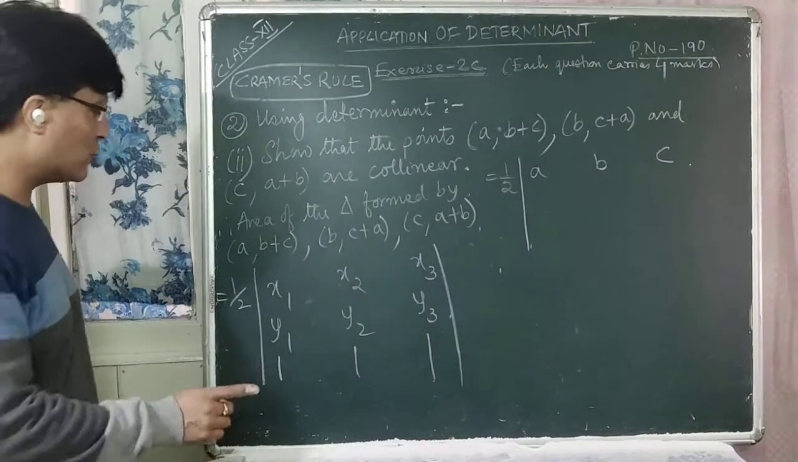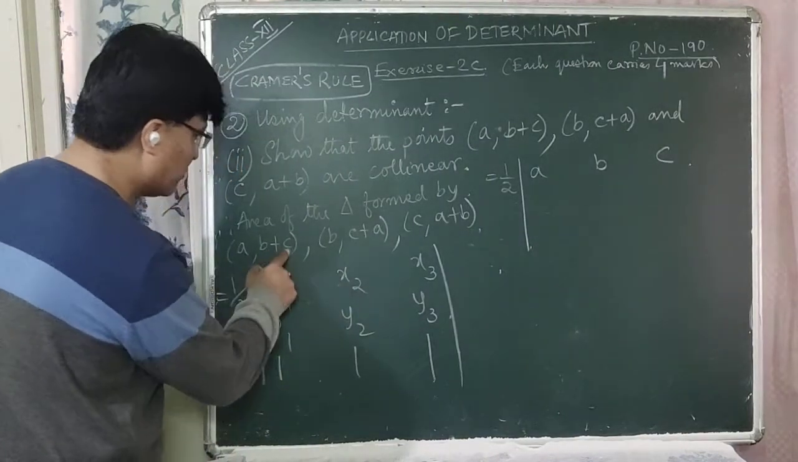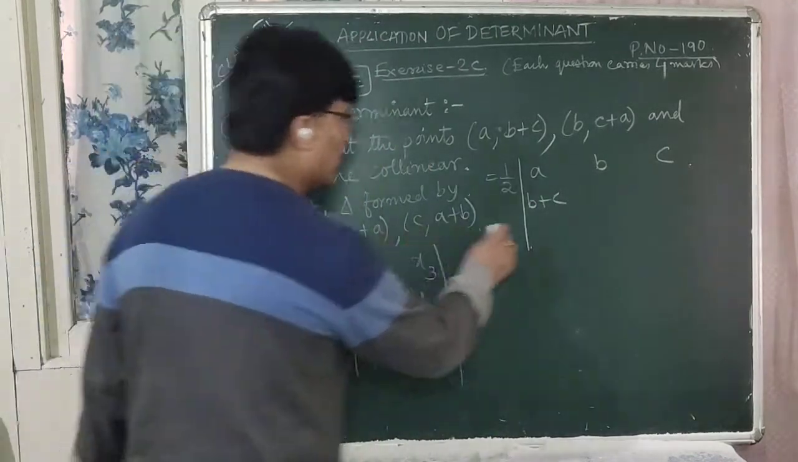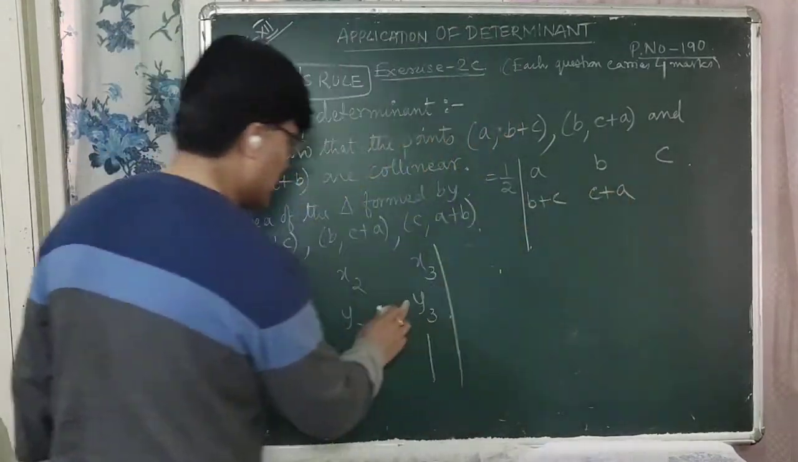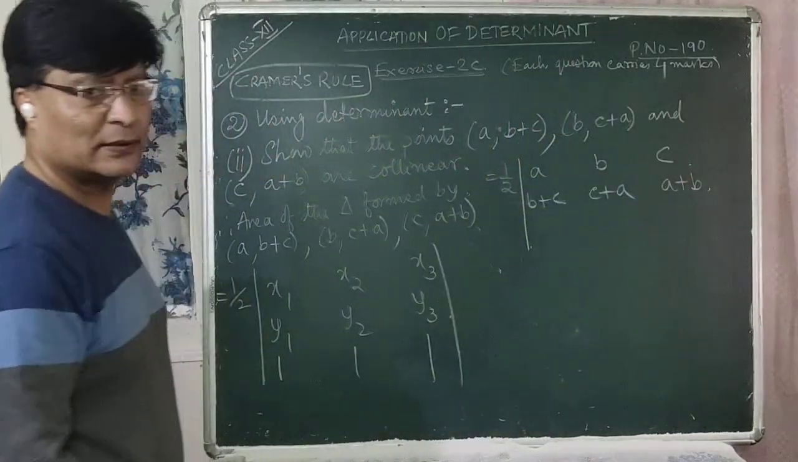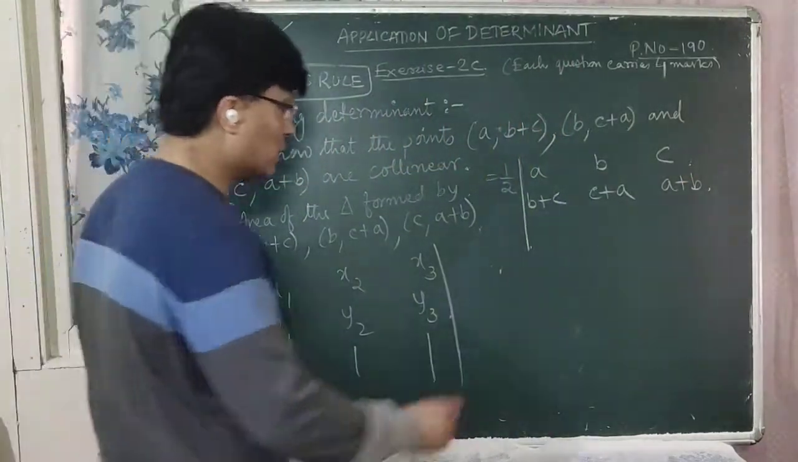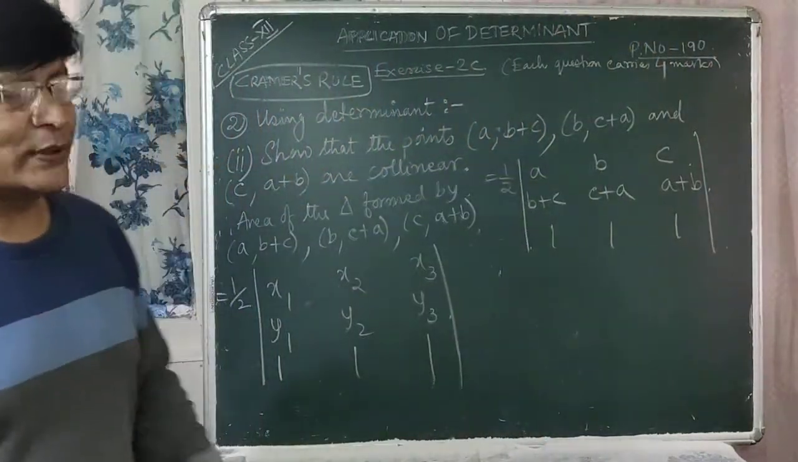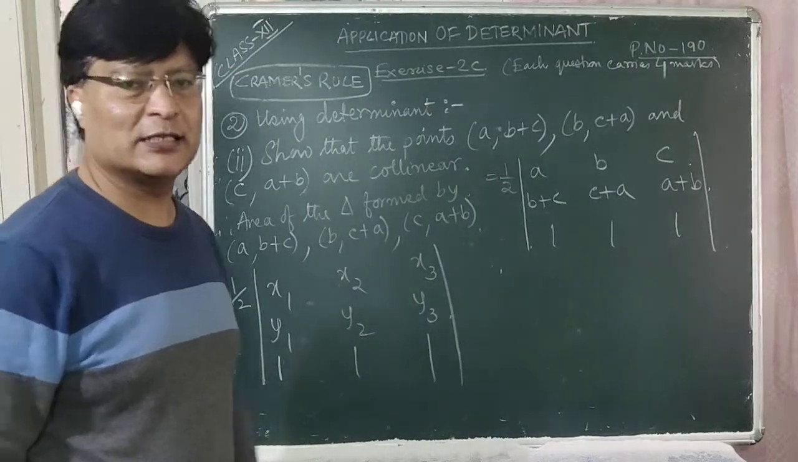What is the second row? y1, y2, y3. What is y1? B plus C. This is B plus C. What is y2? C plus A. What is y3? It is A plus B. Is that clear? This is the second row. And what is the third row here? 1, 1, 1. So now let us simplify this determinant.